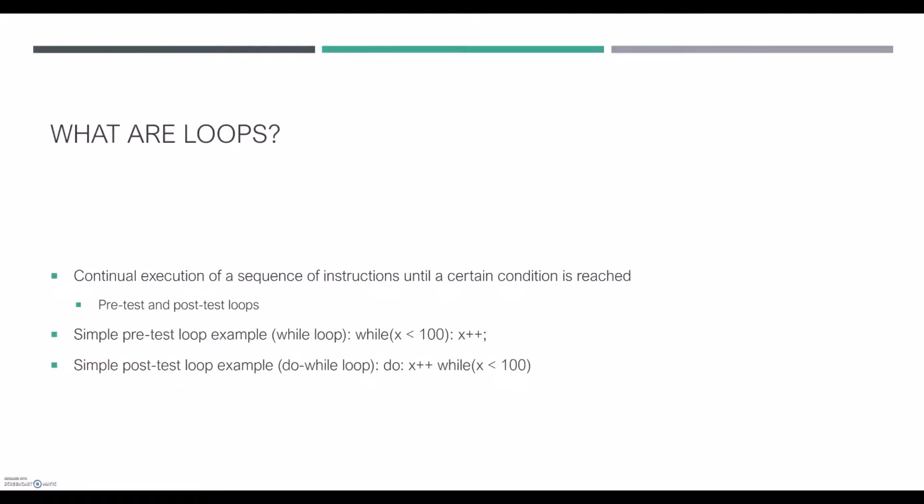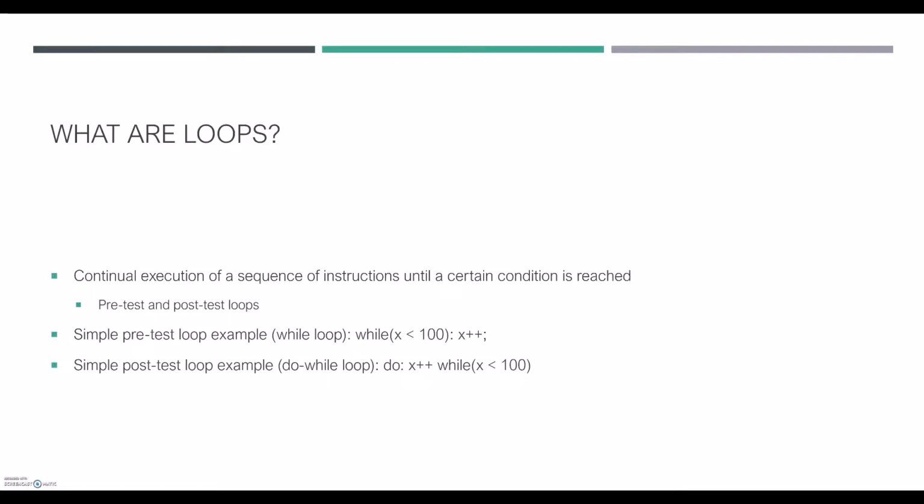A simple example of a pre-test loop is a while loop, shown in the pseudocode here. The while loop will check the condition in the while, then if it is true, executes the code in the loop body. After executing all of the code, it goes back up and checks the condition again, then executes again if true, and so on.